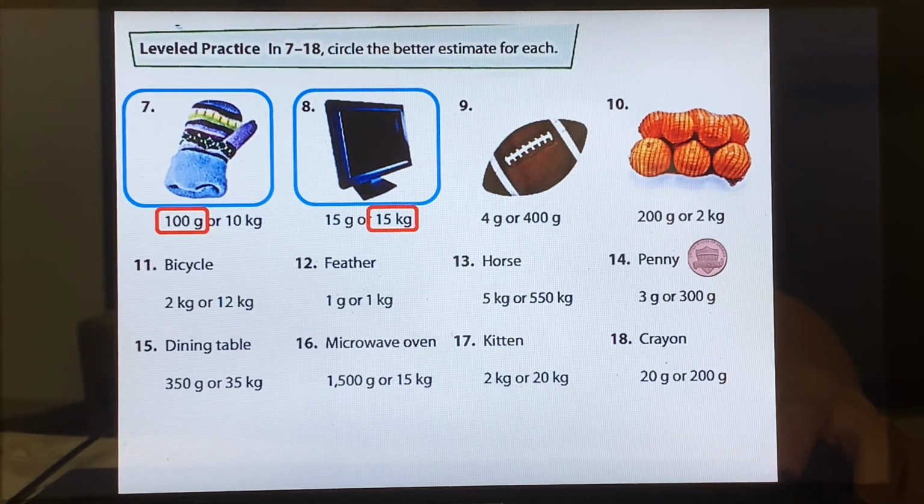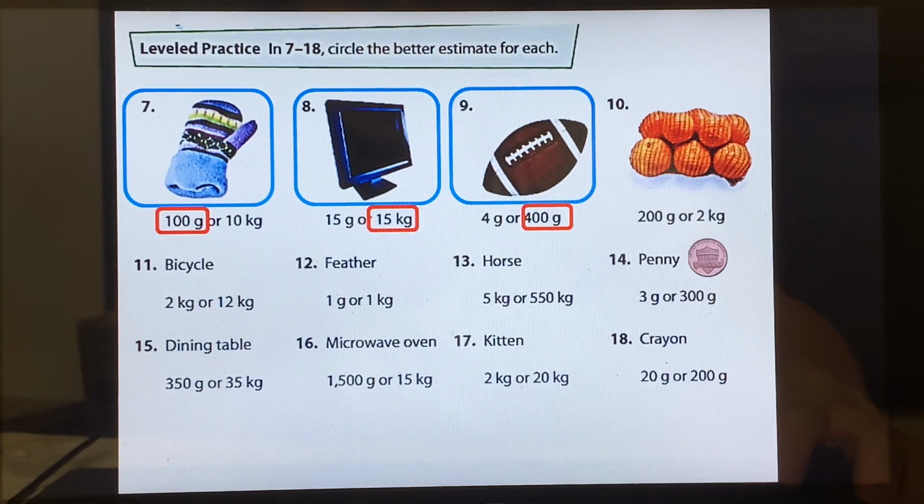Number 9, a football. Which is the better estimate? 4 grams or 400 grams? 400 grams. Did you get it right? 10. Oranges. A few oranges. Several oranges. Which is a better estimate? 200 grams or 2 kilograms? 2 kilograms. Did you get it right?